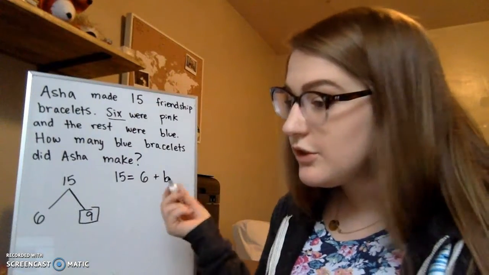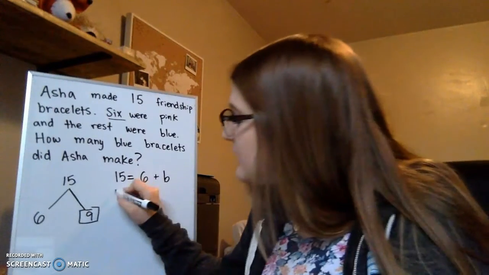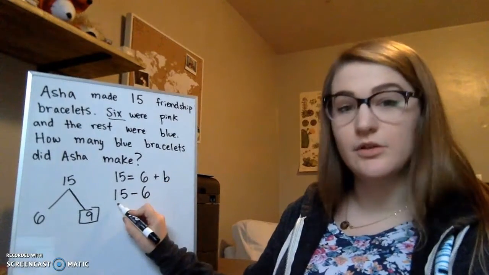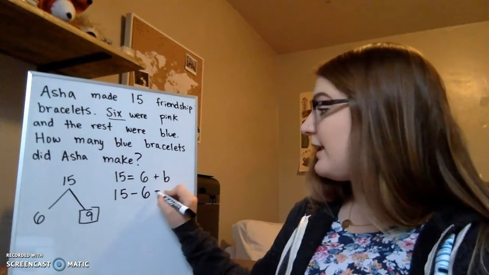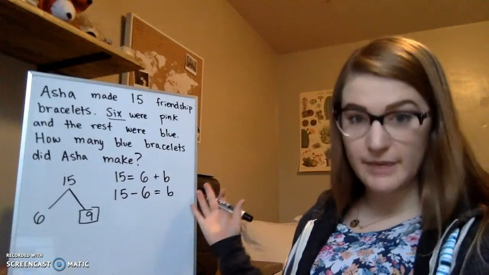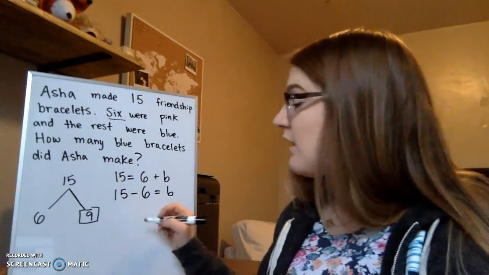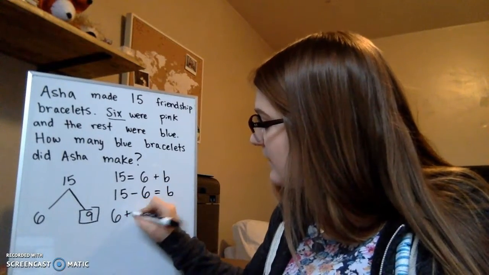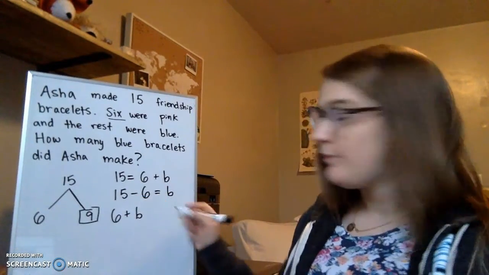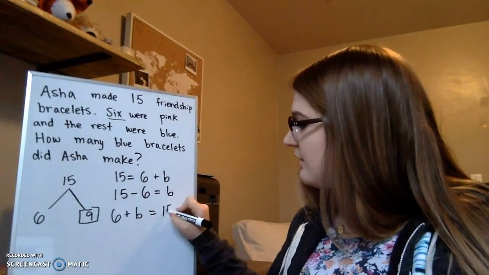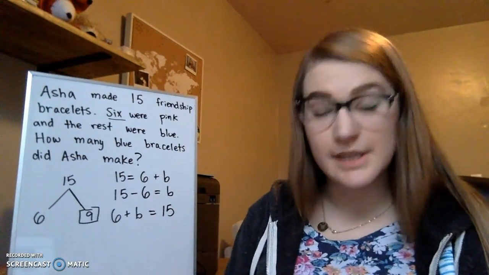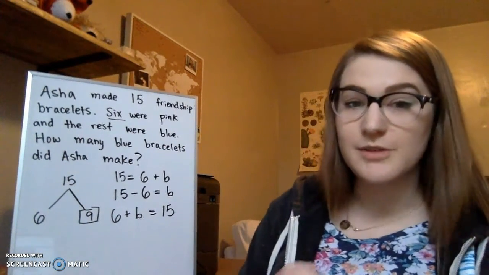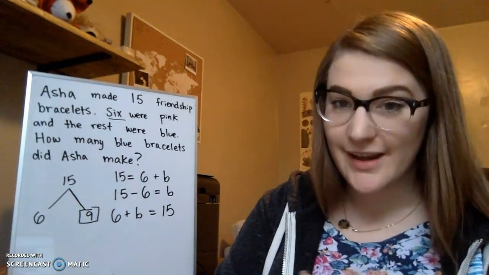We could also do our total minus one of our add-ins. So we could do 15 minus 6 equals our variable B for blue bracelets. Or we could also do 6 plus our variable B equals 15. So as you can see, there are many different ways of how you could represent your word problem so that you can solve for that unknown add-in.